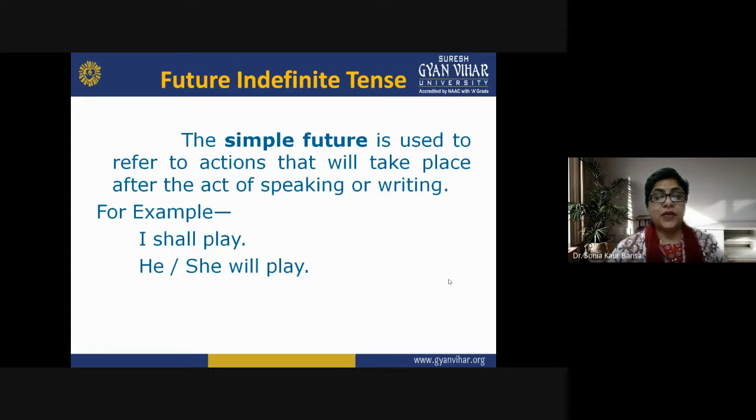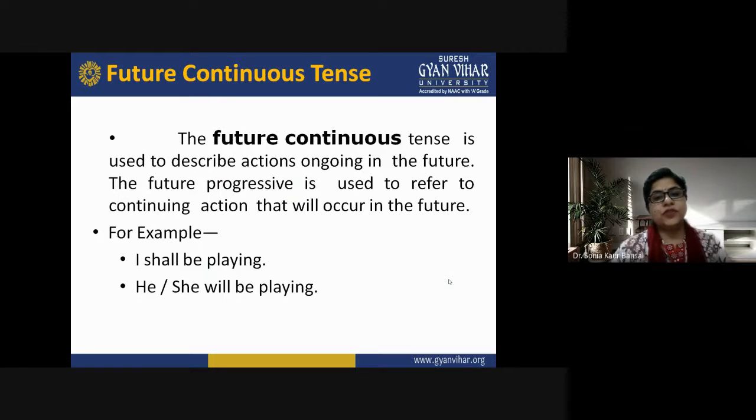So I shall play. He shall play. She shall play. She will play. That is telling you if I have spoken or written something, the person is doing something in the coming moments. Future continuous tense. The future continuous tense is used to describe actions ongoing in the future. The future progressive or continuous is used to refer to continuing action that will occur in the future. For example, I shall be playing, he shall be playing, she shall be playing. That means some action will be happening in the future and it will be continued.